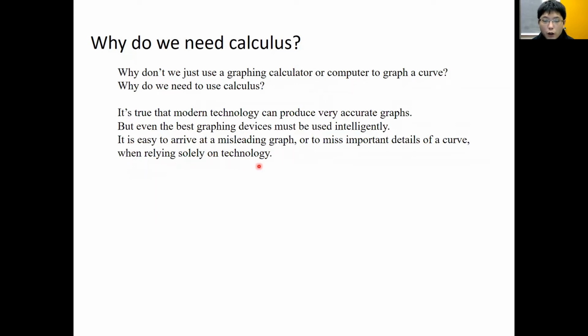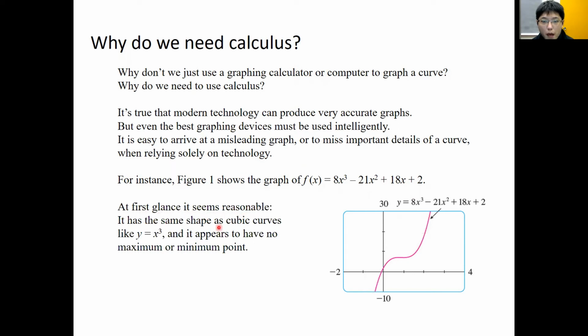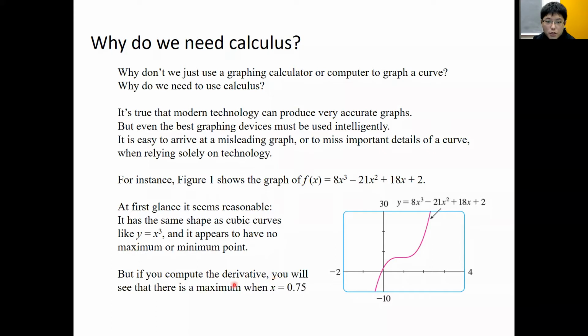relying solely on technology. For instance, the following figure 1 shows the graph of this polynomial function 8x^3 - 21x^2 + 18x + 2. So this is the graph of this polynomial function. At first glance, it seems reasonable. It has the same shape as cubic curves like y = x^3, and it appears to have no maximum or minimum point. But if you compute the derivative, you will see that there is a maximum when x = 0.75 and a minimum when x = 1.